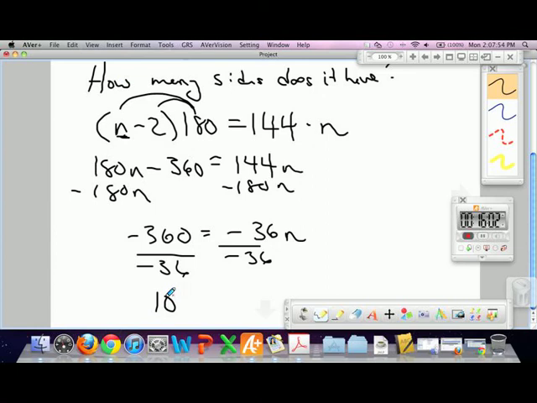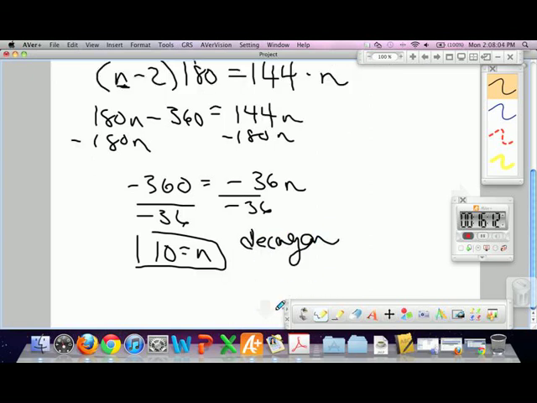This is a decagon. Therefore, n, or the number of sides, is 10. Or this regular figure must have been a decagon, a 10-sided figure. You'll see a couple of those in your homework. Okay. So back on track.